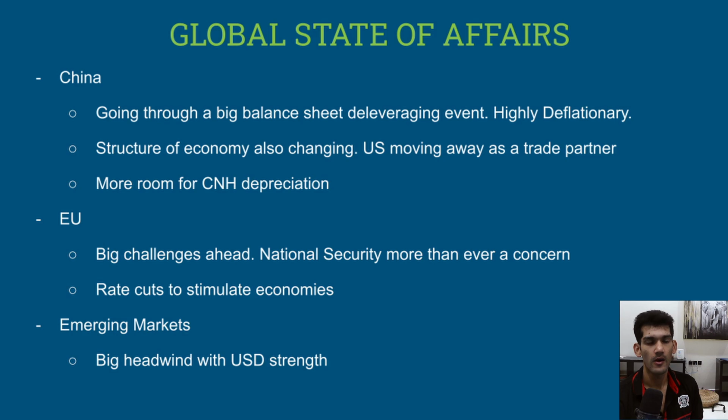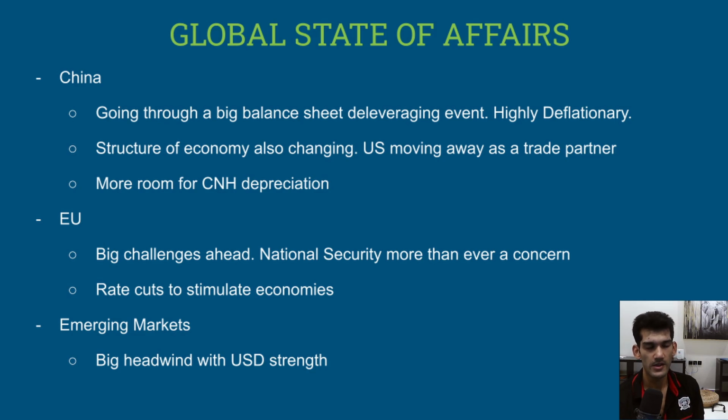The structure of the economy in China is also changing, as the US is moving away as a trading partner and becoming a lot more hostile in terms of implementing import tariffs, and also being very public about not liking what China has been doing in the past and how they haven't necessarily played a fair game. I'm not going to dig too much into these very political topics, but there's a lot written about it. If that's of interest, please go Google, read about it.